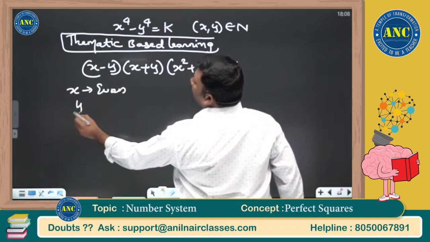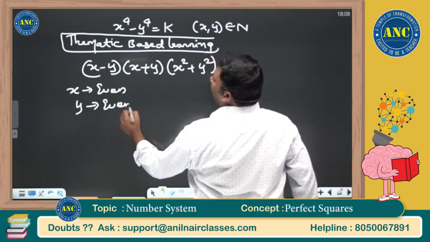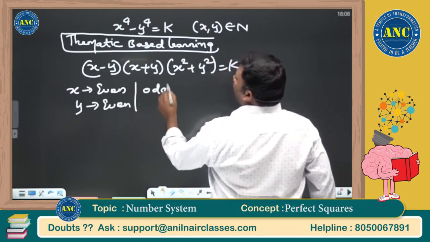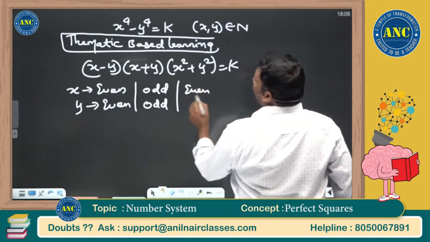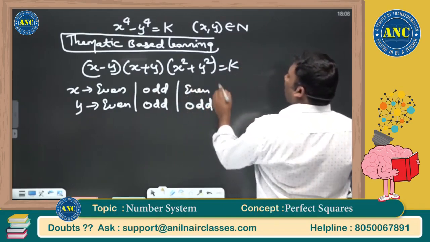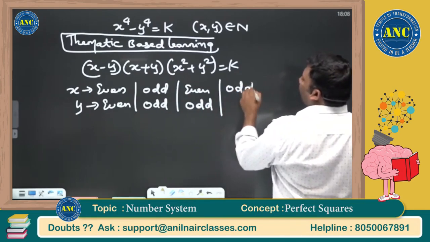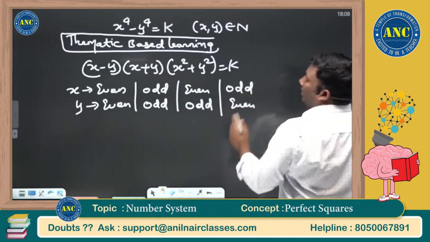X is an even number, Y is an even number. X is an odd number, Y is an odd number. X is an even number, Y is an odd number. X is an odd number, Y is an even number.